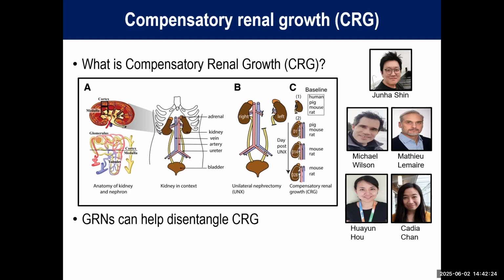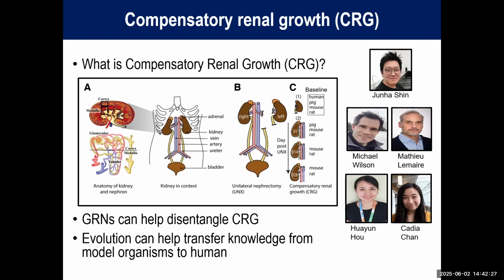So again, we'll be inferring CRG in GRNs in this project. Another interesting thing is that getting human data for CRG obviously has legal issues and is not very easy. Also, kidney structure and function is conserved across different vertebrates, so let's say human, pig, mouse, and rat. These have conserved function across species.